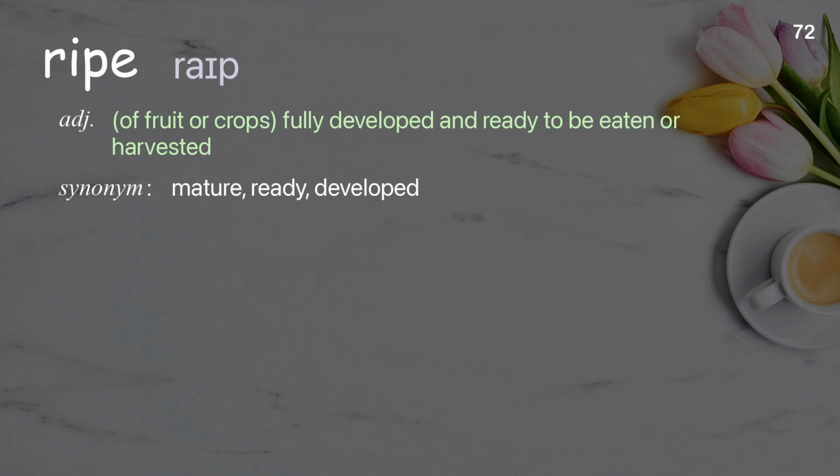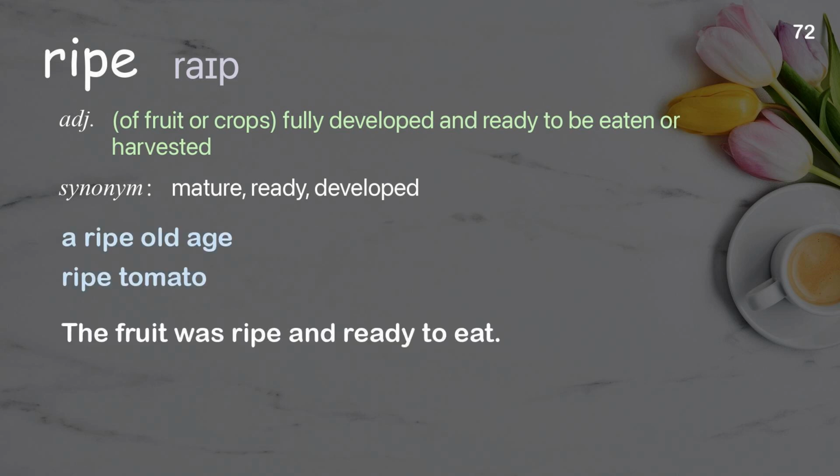Ripe: of fruit or crops, fully developed and ready to be eaten or harvested. Examples: a ripe old age, ripe tomato. The fruit was ripe and ready to eat.